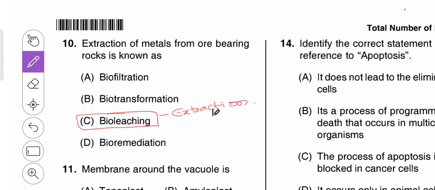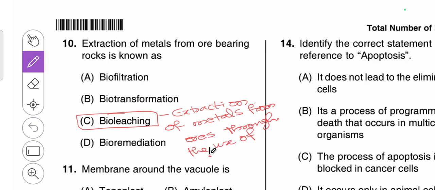So this is extraction of metals from ores through the use of living organisms. So that is called as bioleaching. Here bio means living organism, leaching means extraction of metal ions. So C is the right answer for this question.